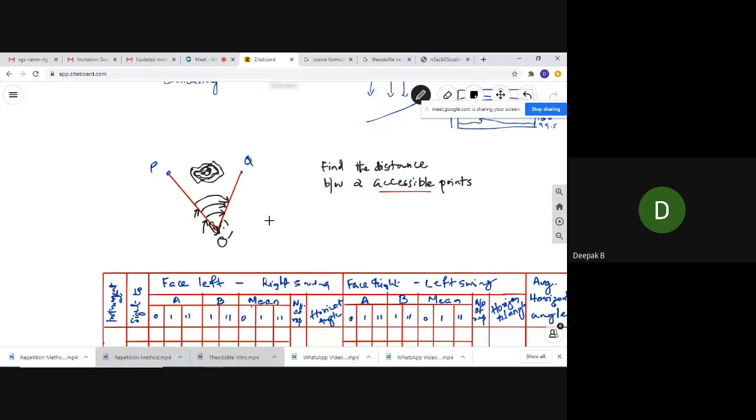This entire process is repeated for at least 3 times. And 3 readings are taken for the angle between P and Q. This is why it is known as the repetition method.